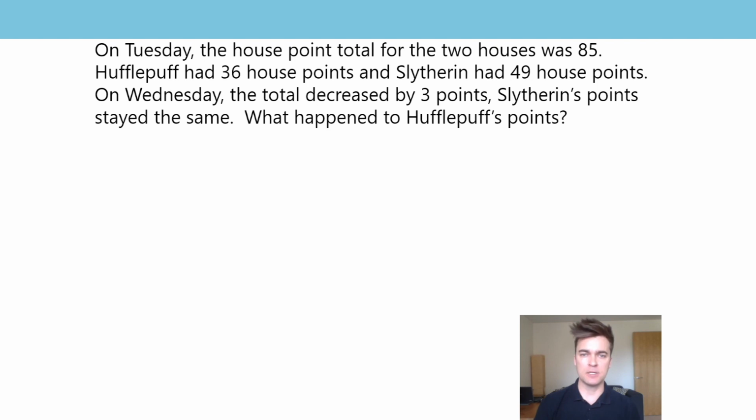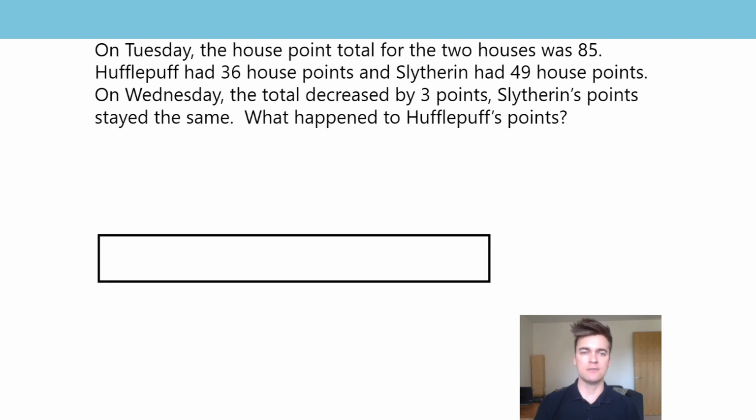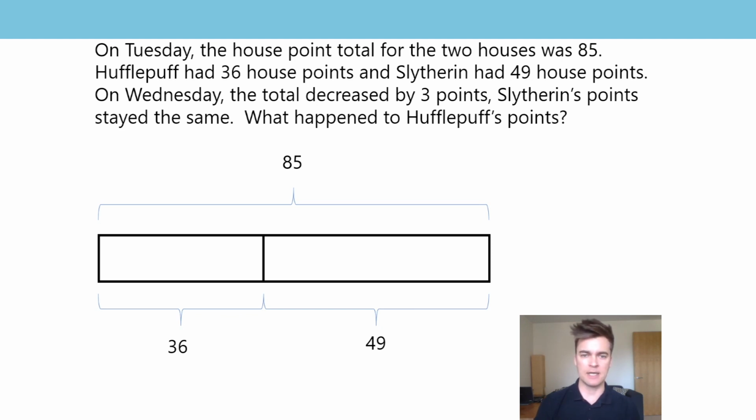On Tuesday, the house point total for the 2 houses was 85. The total was 85. Hufflepuff had 36 house points and Slytherin had 49 house points. Wednesday, the total decreased by 3 points. Slytherin's points stayed the same, so 49 stays the same. The total decreases. What happened to Hufflepuff's? How can I show a decrease on my bar model? By removing part of it.